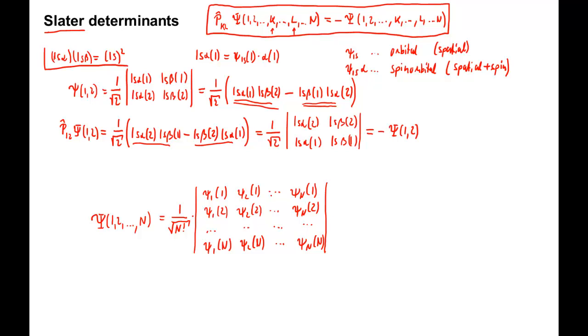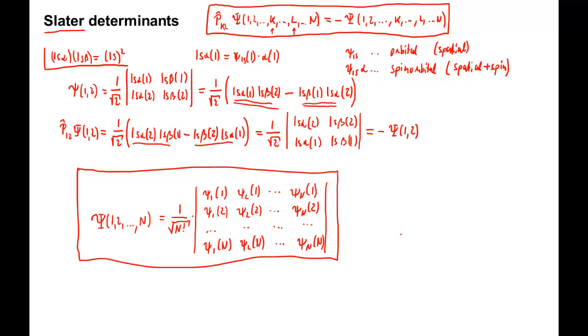The columns contain the different spin orbitals, and the rows contain the different electron coordinates. This wave function is automatically antisymmetric, since exchanging 2 electron coordinates amounts to exchanging 2 rows, and for a determinant this always results in an overall sign change. Again, the prefactor here is a normalization constant that makes sure that the overall wave function is normalized. This is a general expression for a Slater determinant.